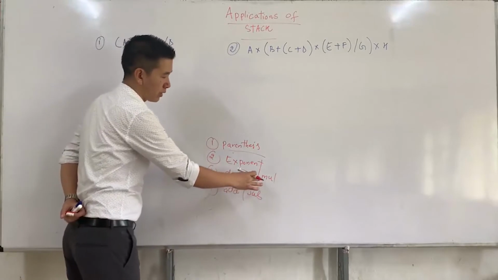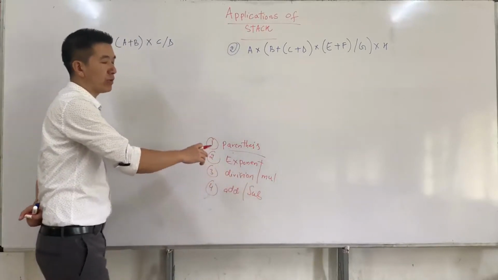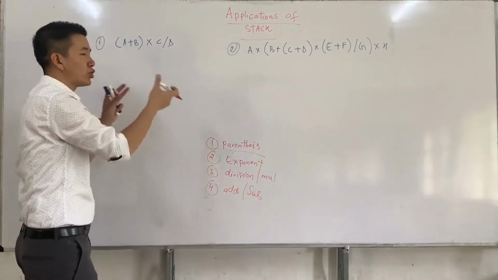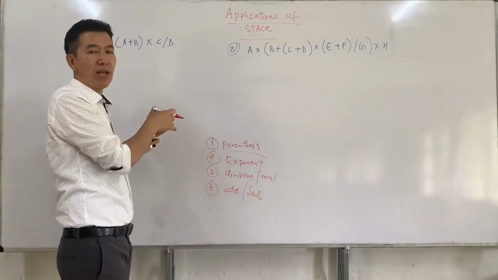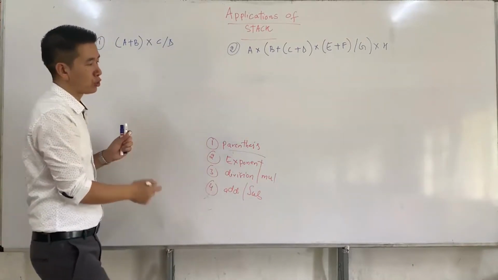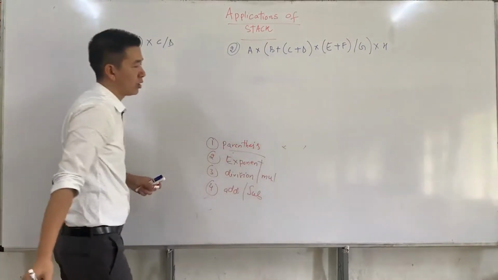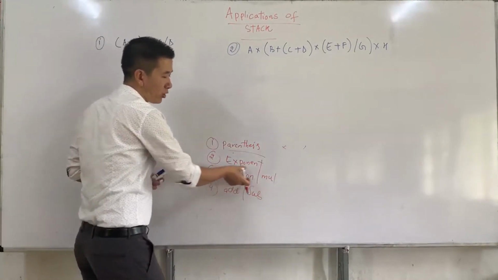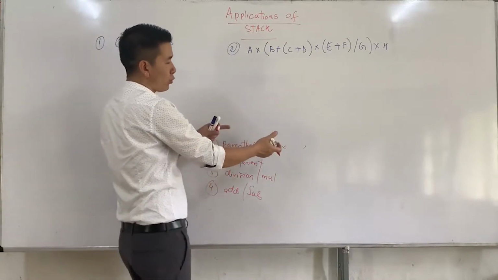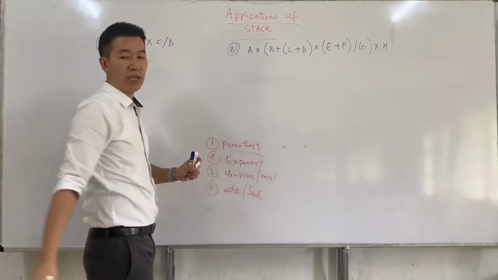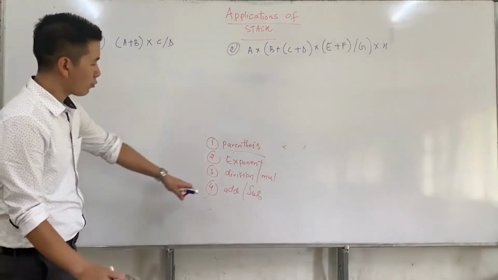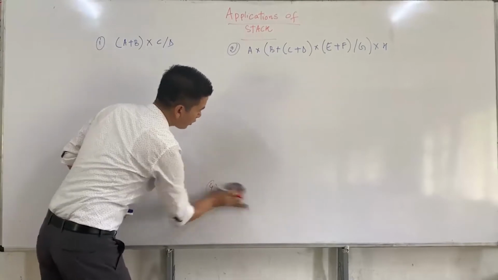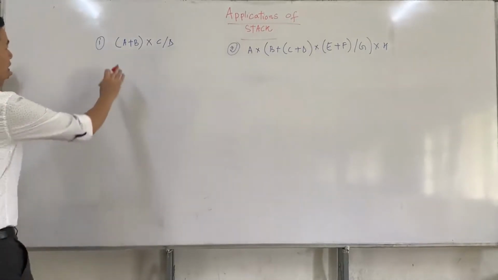Just in case you have both division and multiplication on the same line, the one which appears first on the left hand side will have to be evaluated first. So let's say you have multiplication and then division. Both have the same evaluation priority, so the one which comes first on the left hand side will have to be executed first. Same goes with addition and subtraction. Okay, so once you understand this, let's try to convert this.